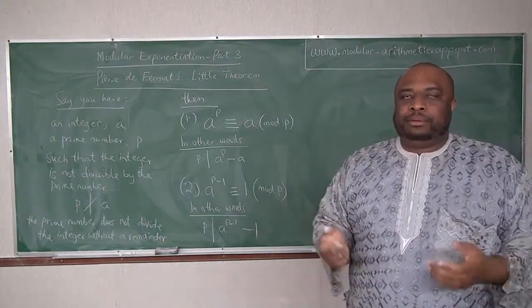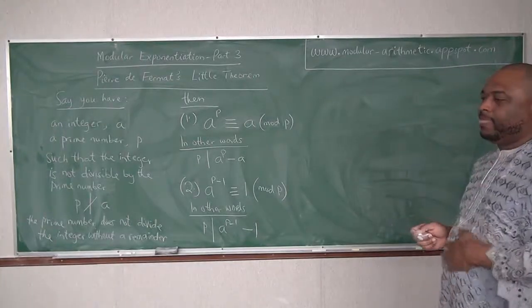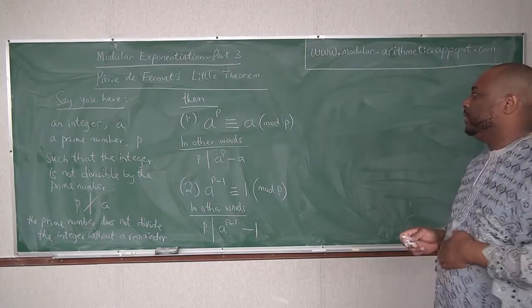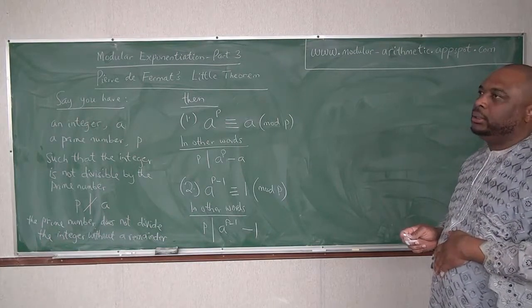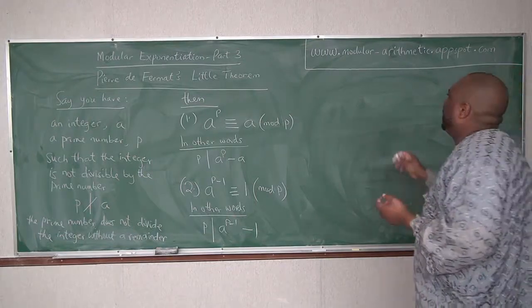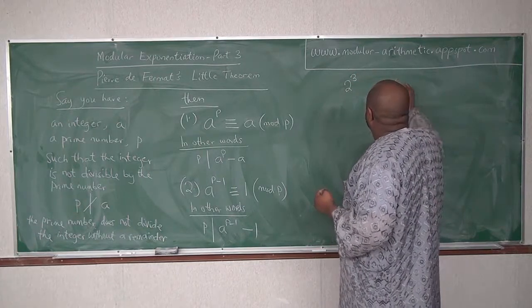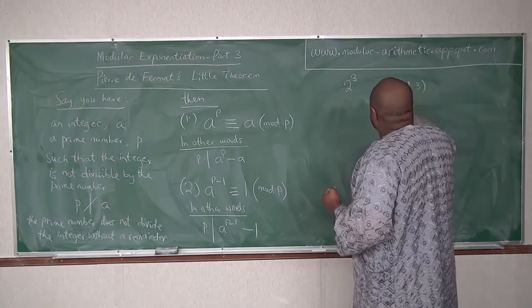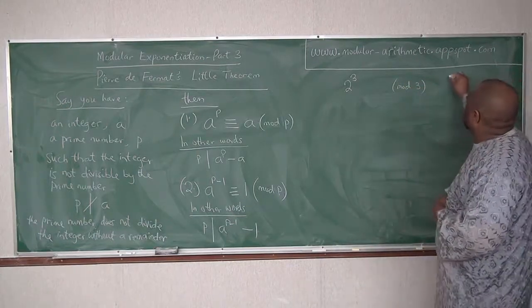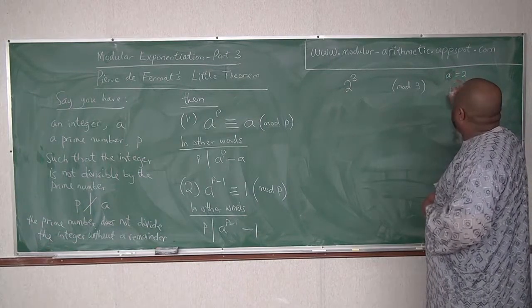Okay, quick example of what I mean. Let's use simple numbers. Let's say 2 exponent 3 mod 3. Okay? In this case our a is 2 and our p is 3.